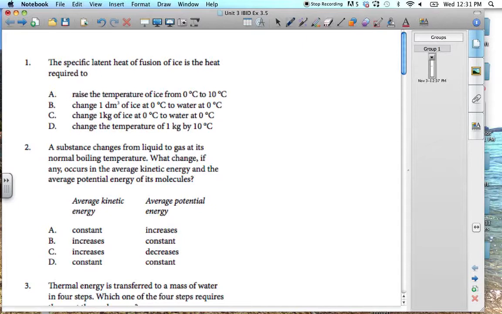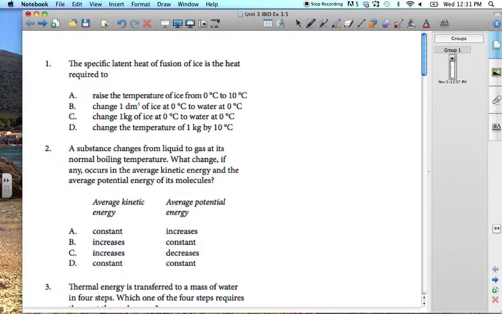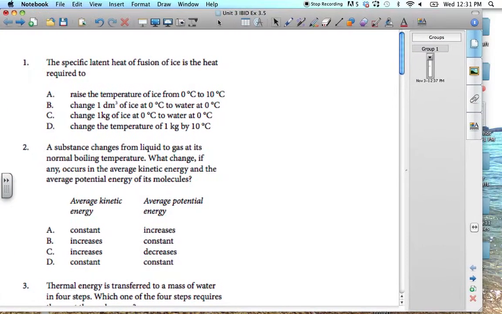Fine, so here we have exercise 3.5 from the IBID textbook as part of one of the exercises that you need to do. So the first one here, we have the specific latent heat of fusion of ice is the heat required to... So this is straight from your definition, so the latent heat of fusion.